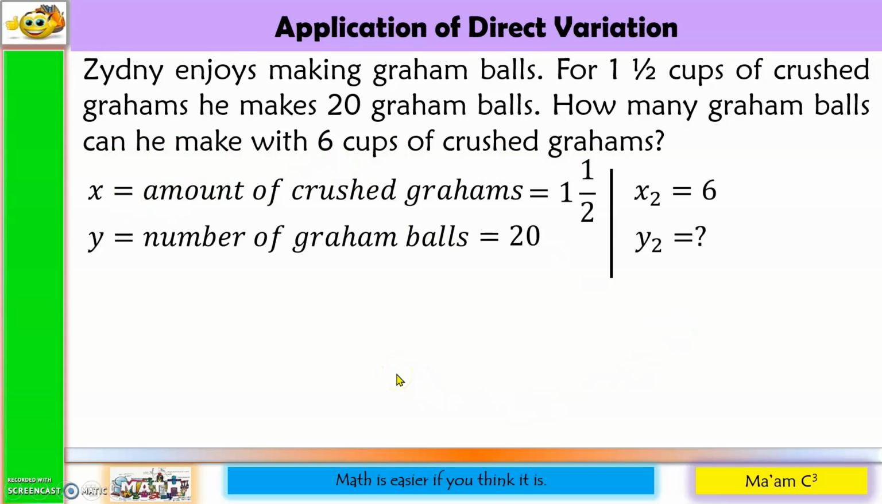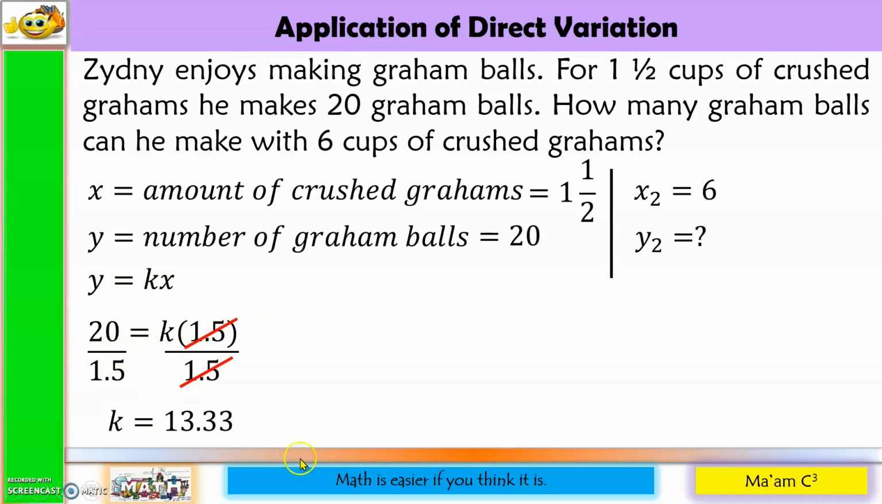Remember the formula, y is equal to kx. So let us now substitute these values in this formula. Our y is 20, our x is 1½ or 1.5. Solving for k, let us divide both sides by 1.5. So 1.5 will be cancelled out. k is equal to 20 divided by 1.5, and this is equal to 13.33.